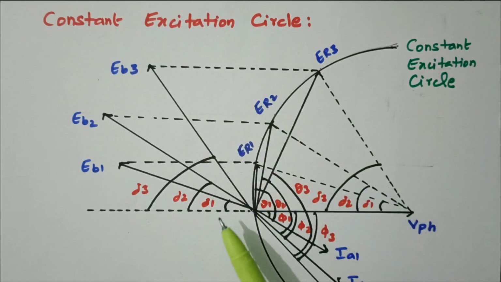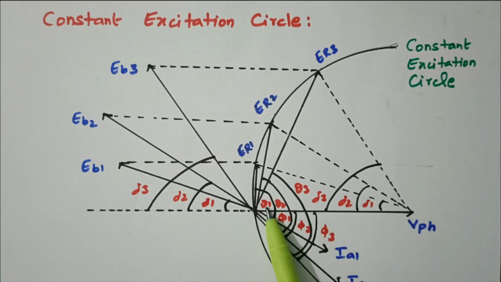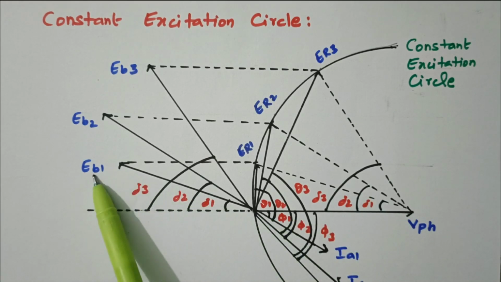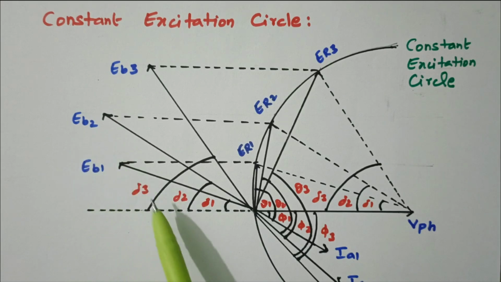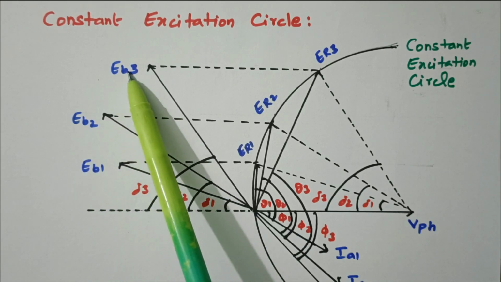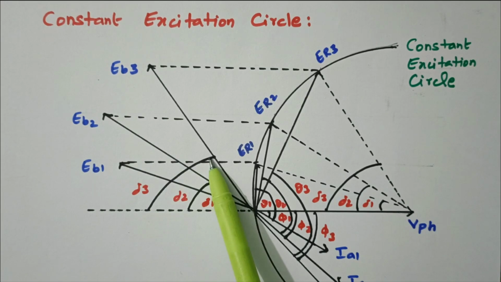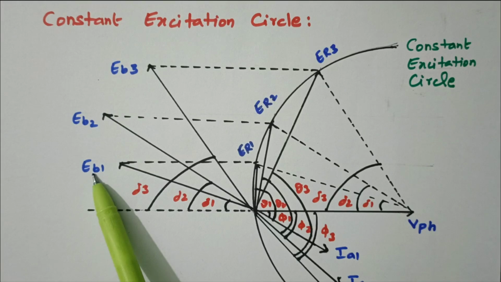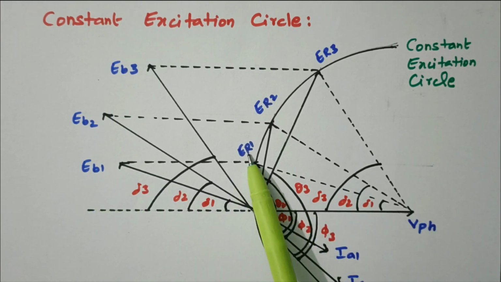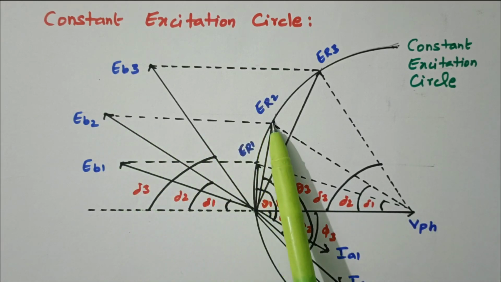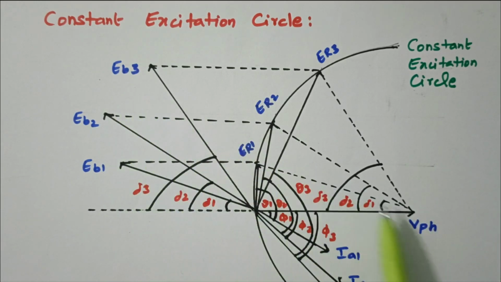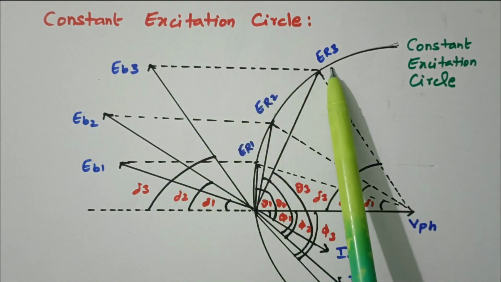What we discussed is the same thing, but we have different values of delta. So this is V phase available. This is EB1, the back EMF EB1 with an angle of delta 1, EB2 with an angle of delta 2, EB3 with an angle of delta 3. The vector difference of EB1 and V phase is ER1. This line is clearly given. The vector difference of EB2 and V phase is ER2. The vector difference of EB3 and V phase is ER3.